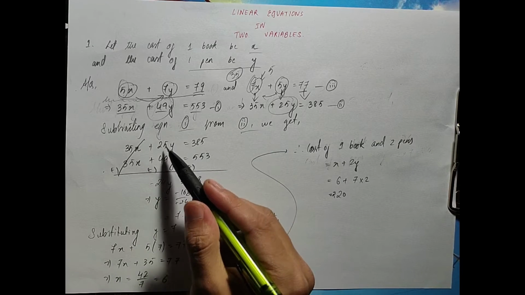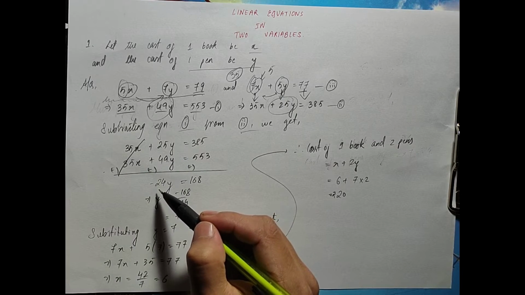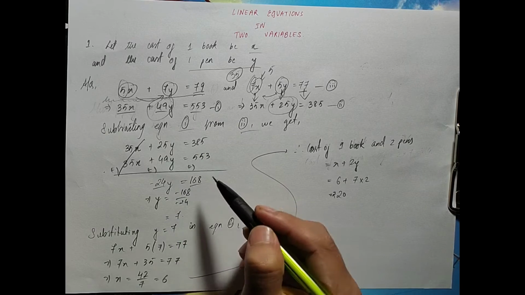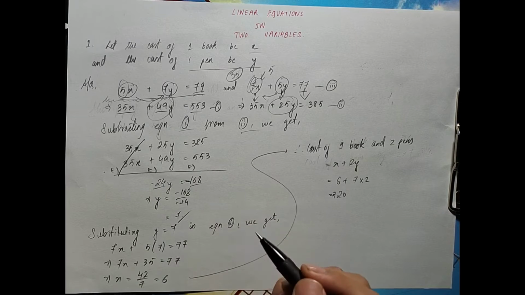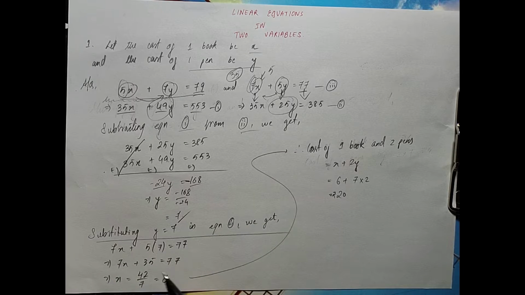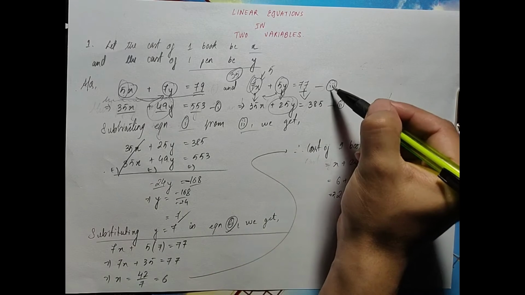This will get cancelled. 25 minus 49 is minus 24. This if you cancel, you get minus 168. Then if you solve, you get y is equal to 7. Then you can substitute y is equal to 7 in equation 3. Now equation 3 is basically this.